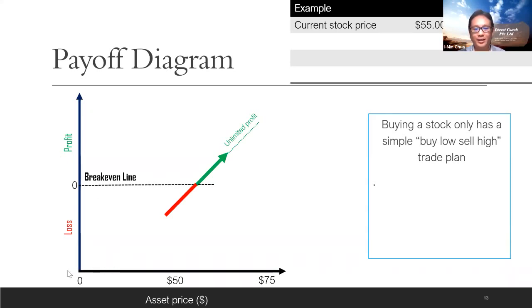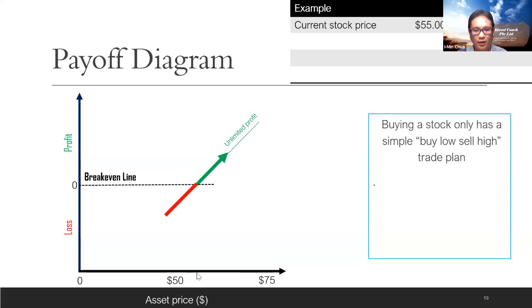As I mentioned, the x-axis is the price of the underlying stock. The y-axis is your profit and loss. So let's say, for example, you just do a plain vanilla buying of the stock. Assuming the stock price is $55, you just buy a stock only, a simple buy low, sell high. So you buy the stock at $55.